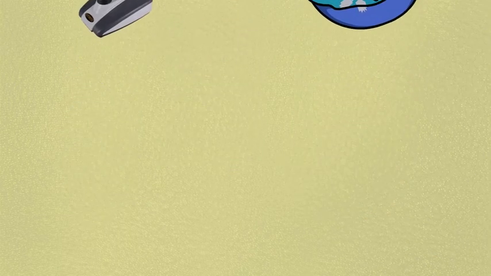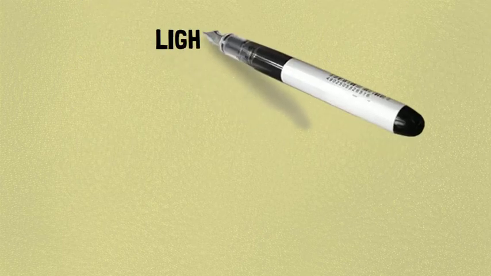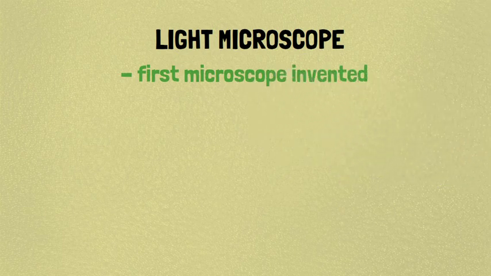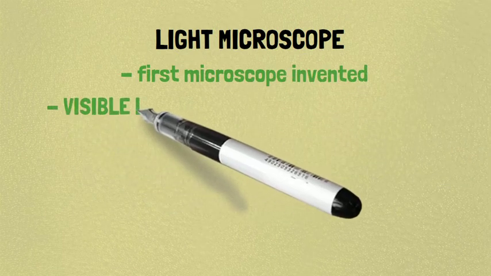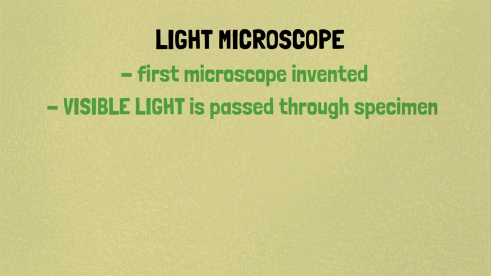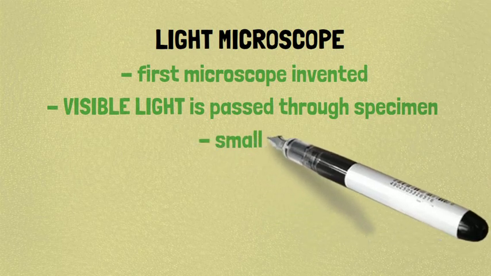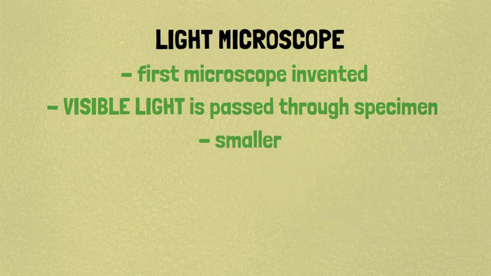There are two types of microscopes. The first one is the light microscope. The light microscope was the first microscope invented. Visible light is passed through the specimen, and it's smaller and more easy to use. The light microscope is typically found in school classrooms.